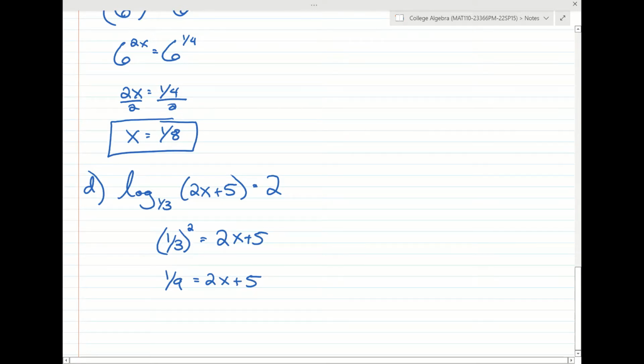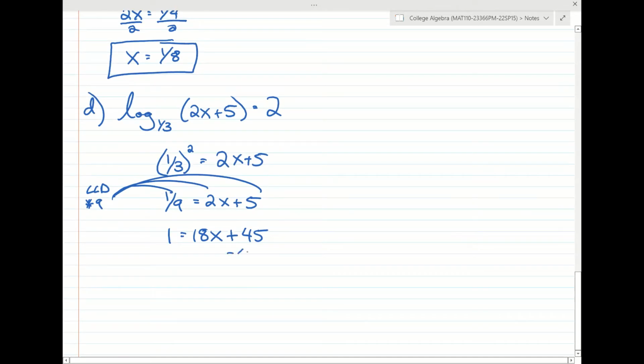This is a basic equation. We could just multiply everything by 9 to get rid of the fractions. And this would just be 1 is equal to 18x plus 9 times 5 is just 45. So just to finish this up here, we can subtract 45 on both sides. 18x is equal to negative 44. So x is negative 44 over 18, or reducing that, negative 22 over 9.